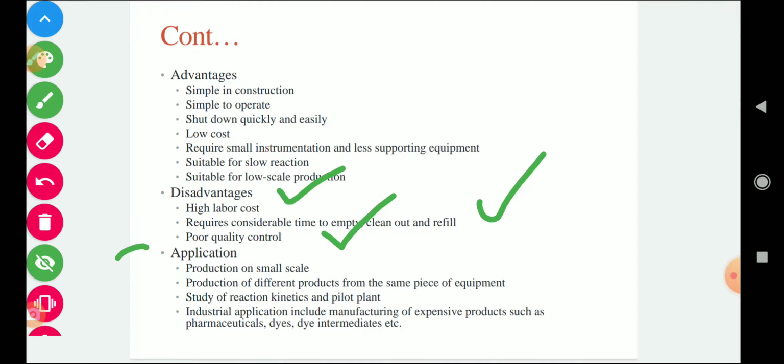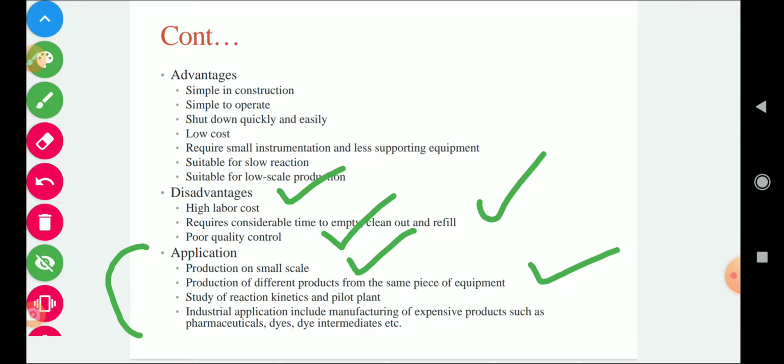These are some of the application of batch reactor, like production on small scale, production of different product from the same piece of equipment. So if you have to produce 10 product, then you can use same unit for all 10 product. But it is very difficult for continuous process or other equipments. So this is one of the major advantage of the batch reactor. Study of reaction kinetic and pilot plant.